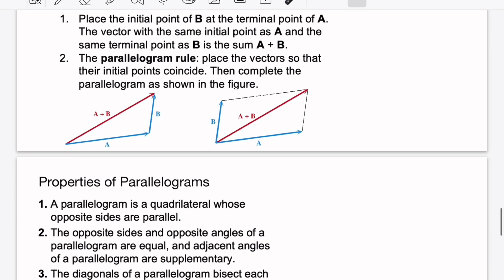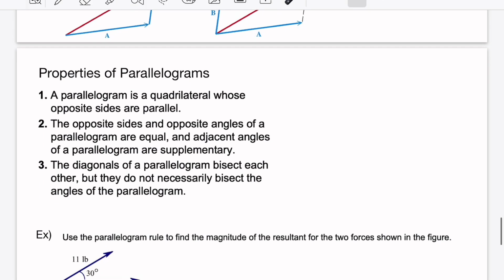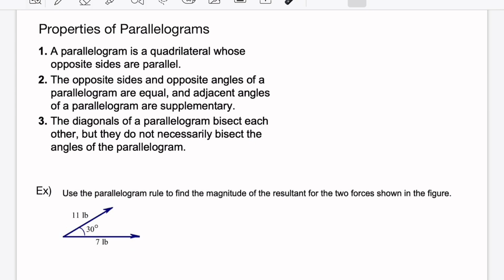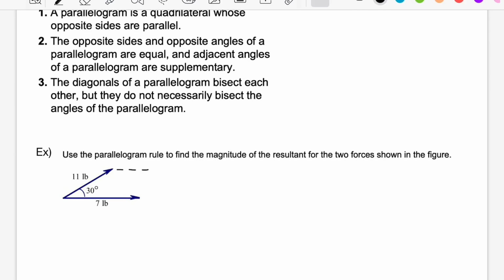Now we'll do an example using this parallelogram rule, but first here are some properties of parallelograms. So this is listed here, and the one we'll use in this example is number 2 here. So the opposite sides of a parallelogram are equal, and the adjacent angles of a parallelogram are going to be supplementary. So we'll keep that in mind as we do this next example here. So we're going to use the parallelogram rule to find the magnitude of the resultant vector for these two forces shown in this figure. So what we want to do is draw a parallelogram, which will look like this here.